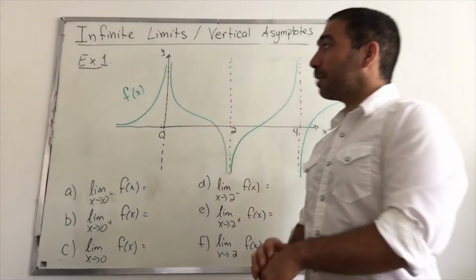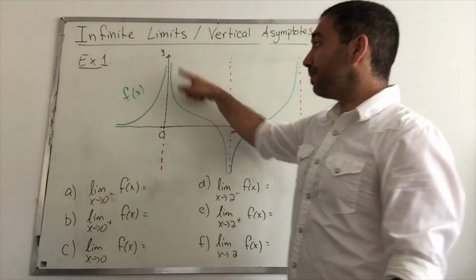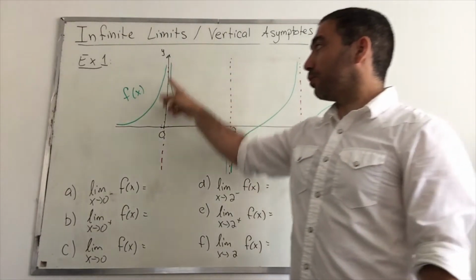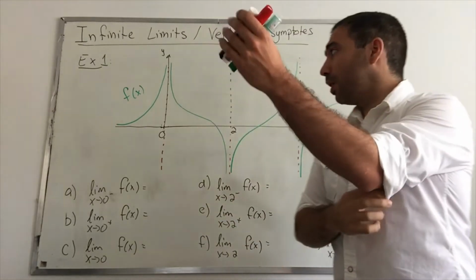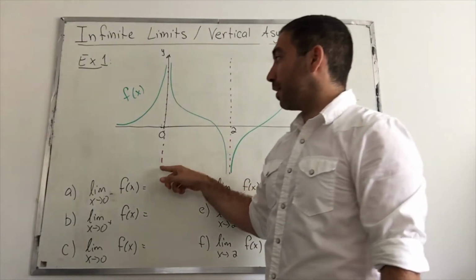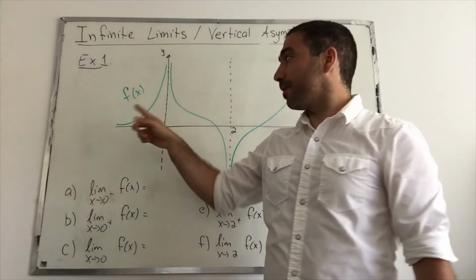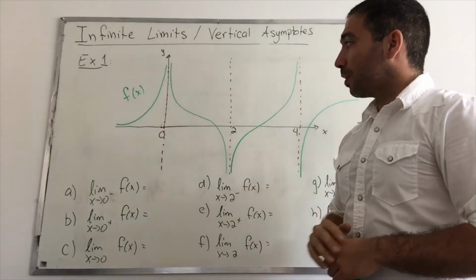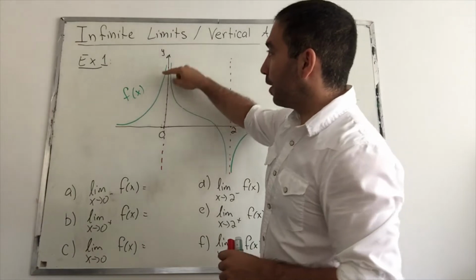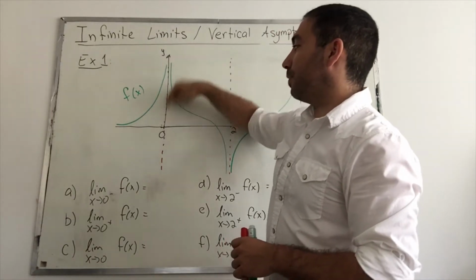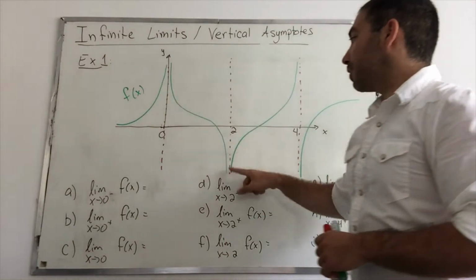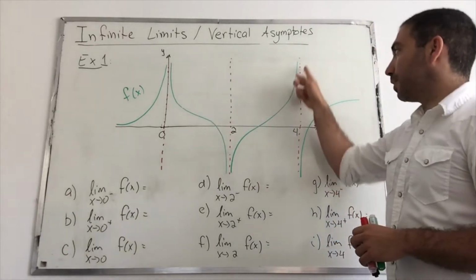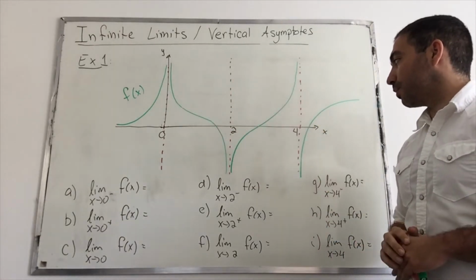So in our first example over here, our function f of x is in green. We have dotted red lines over here which represent our vertical asymptotes. So recall, a vertical asymptote is a vertical line that the function, our green function here, never surpasses. It doesn't cross it. So the green function here gets very close to the vertical line but never touches it. Same over here at an x value of 2, and similarly here at x equals 4.